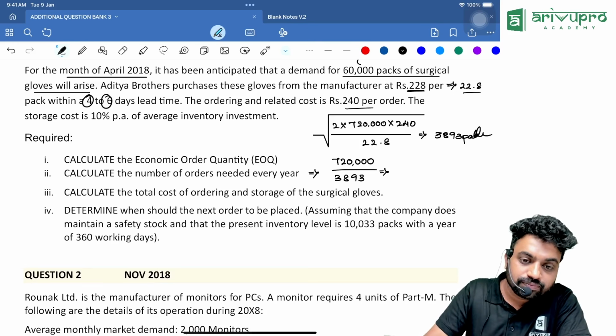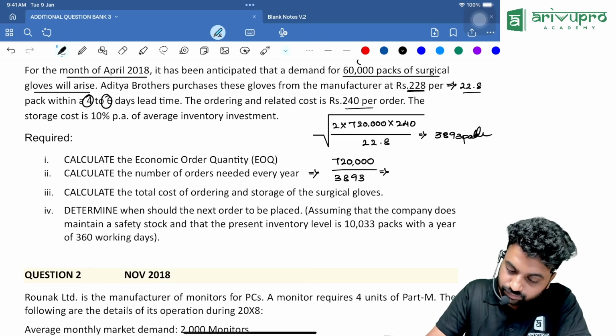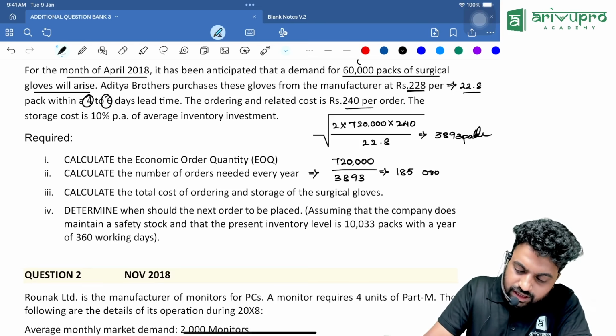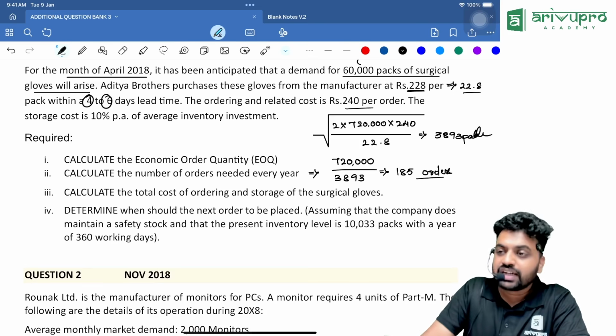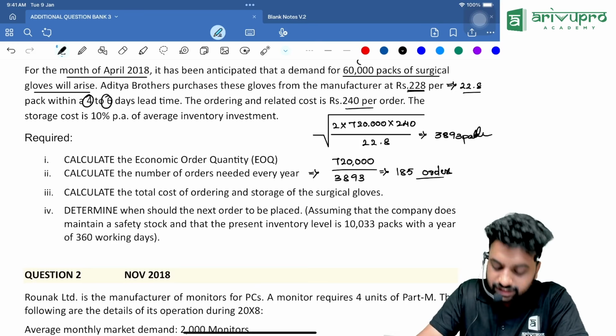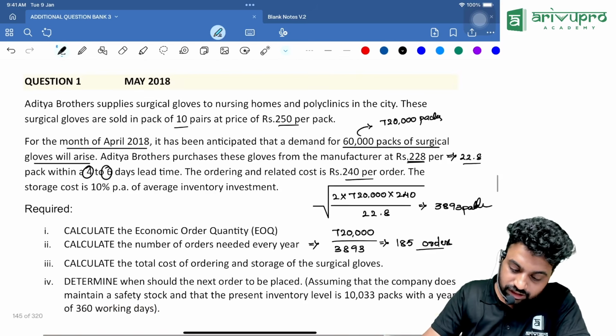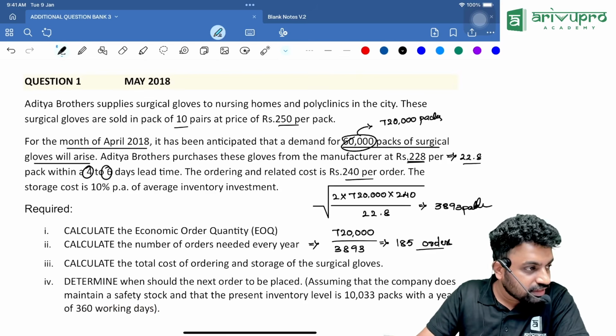16 point? 185. 185 orders. You have to place 185 orders in a year. How 7,20,000? Monthly we need 60,000, sir. For 12 months we need.